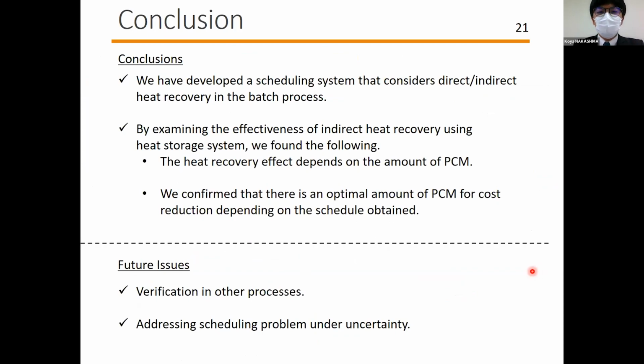In conclusion, we have developed a scheduling system that considers direct and indirect heat recovery in the batch process. By examining the effectiveness of indirect heat recovery using heat storage system, we found that the heat recovery effect depends on the amount of PCM, and confirmed that there is an optimal amount of PCM for cost reduction, depending on the schedule obtained.